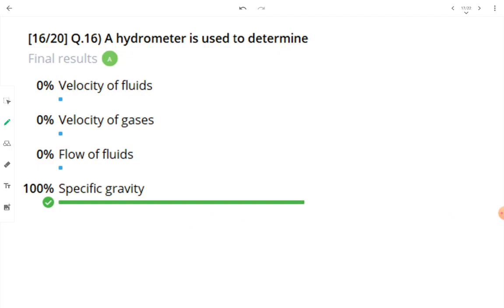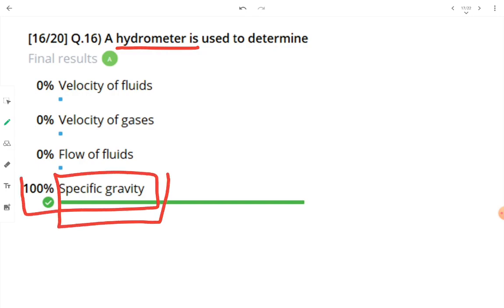Then, a hydrometer is used to determine velocity of fluid, velocity of gas, velocity flow of fluid. See, the name hydrometer sounds related to water, but here in geotechnical engineering, in soil mechanics, the device is used for determination of specific gravity of soil. Hydrometer is used for determination of specific gravity of soil.